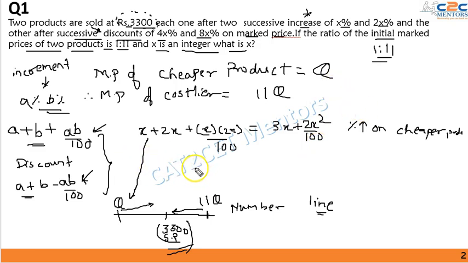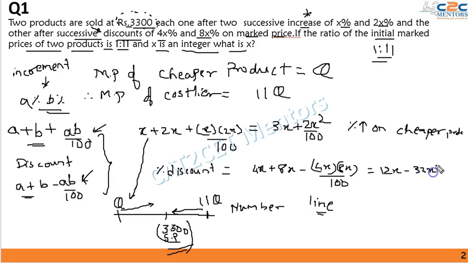All right. Now the net percentage discount. Now this is the percentage increase. The percentage discount will be calculated by substituting the values in this formula, which is nothing but 4x plus 8x minus 4x multiplied by 8x, dividing this by 100. So I am going to get this as 12x minus 32x square upon 100. So this is my net percentage discount.